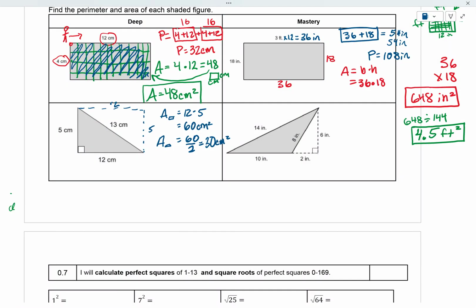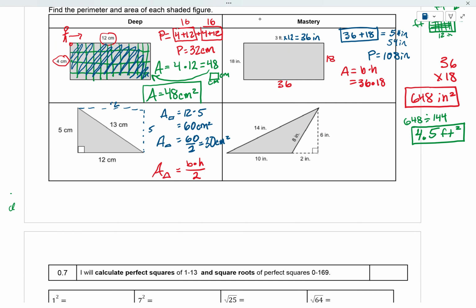Okay? Now, let's go back here and ask, is there a formula for the area of a triangle? And it's yes. For any triangle, the area, you could just take the base and the height, multiply them, and then divide by 2. All right? And that will be helpful moving forward.